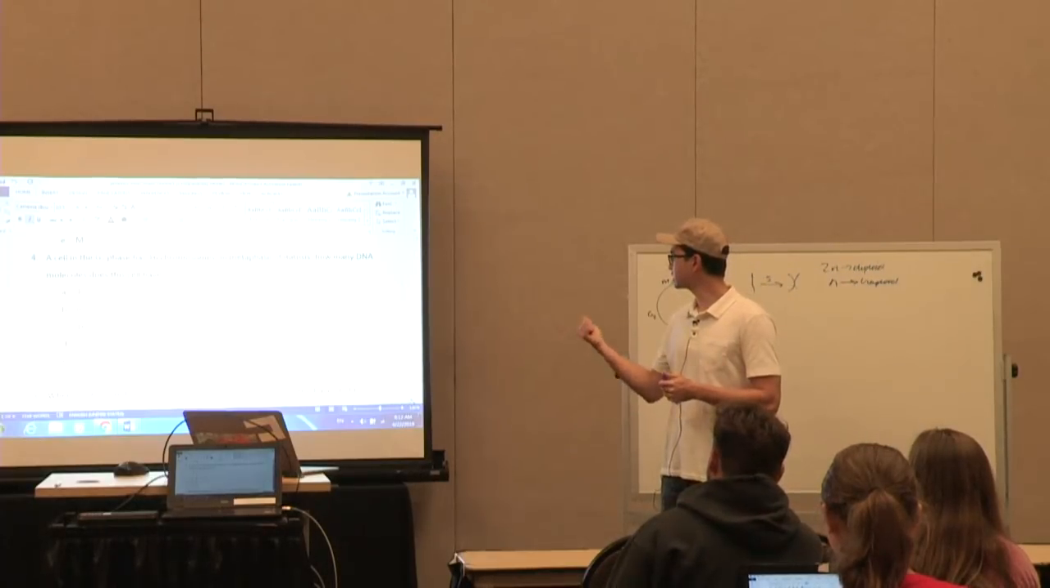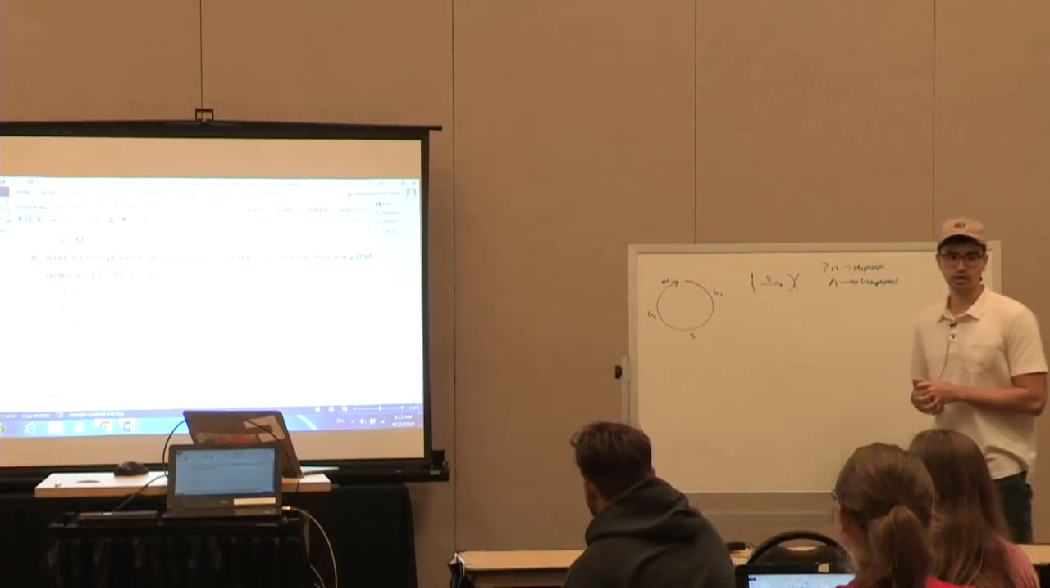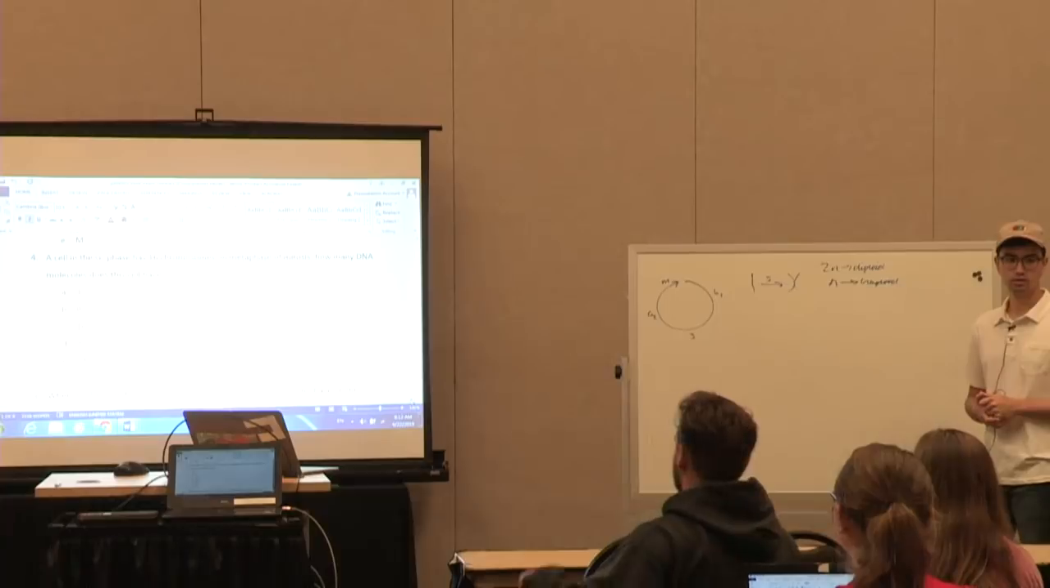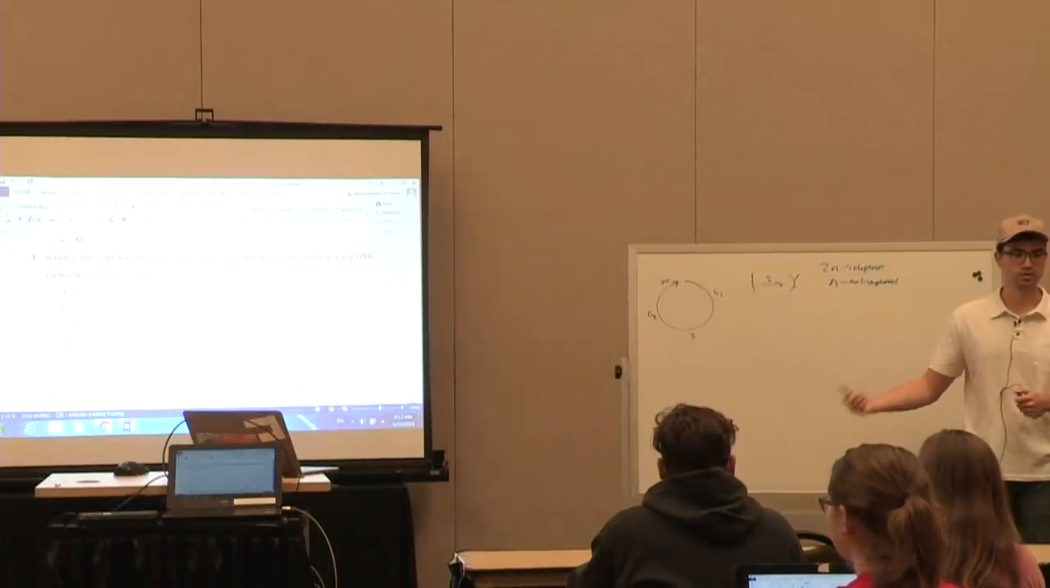For this question, it's 32. Do you see how that is? Oh, because there's 2 DNA molecules per chromosome? Exactly, because we're past S phase now.